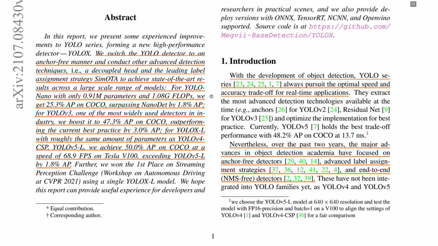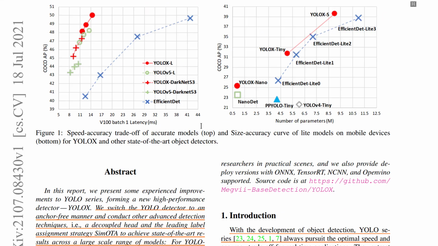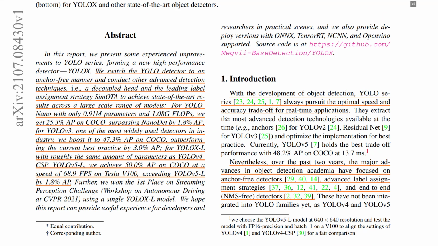Now that we understand the context, let's get back to the YOLOX paper. As we had seen, YOLO version 3 uses anchor boxes right up to even YOLO version 5. But nonetheless, over the past 2 years, major advances in object detection academia have focused on anchor-free detectors, that is, working with no anchor boxes, and advanced label assignment strategies with end-to-end non-max suppression-free detectors.